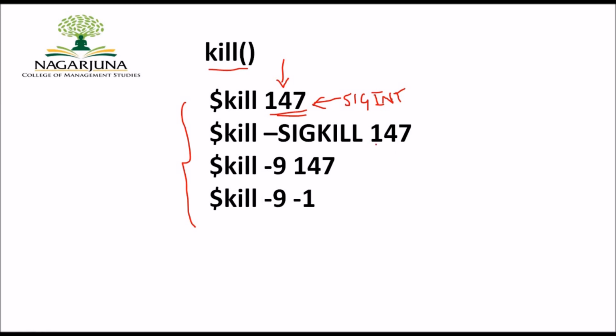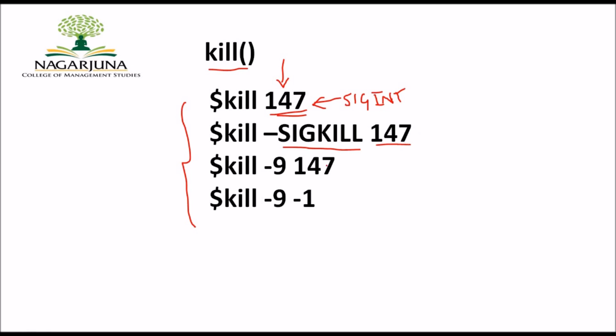Now, if I would like to kill or terminate the process itself, what is my process ID? 147. Now what I say is I would like to generate a signal, that means to kill the process 147 by invoking a signal called SIGKILL. That means the process will be killed by generating a signal called SIGKILL to terminate the process whose process ID is 147.